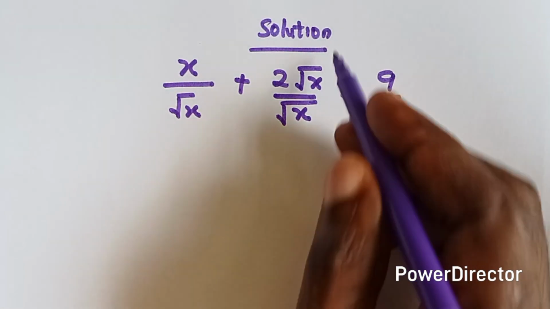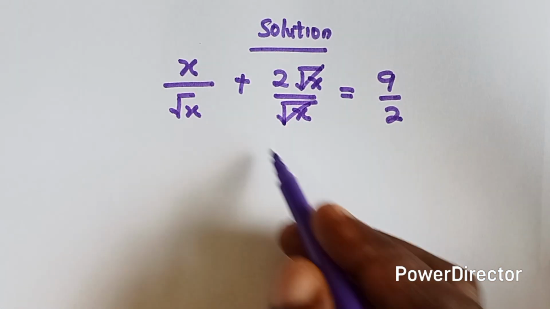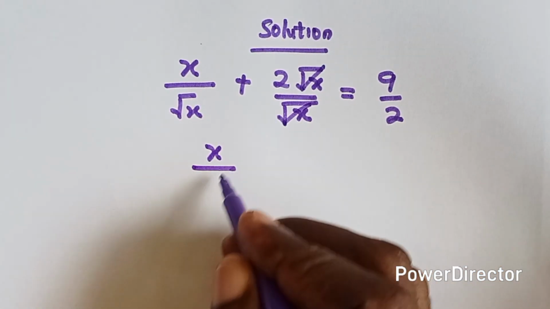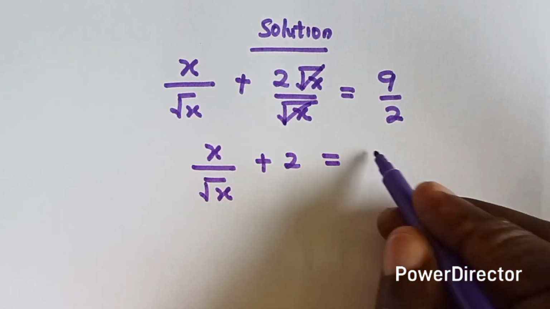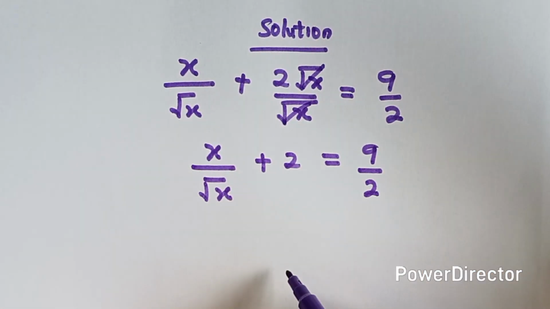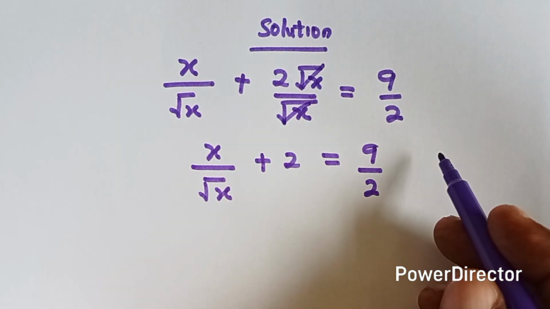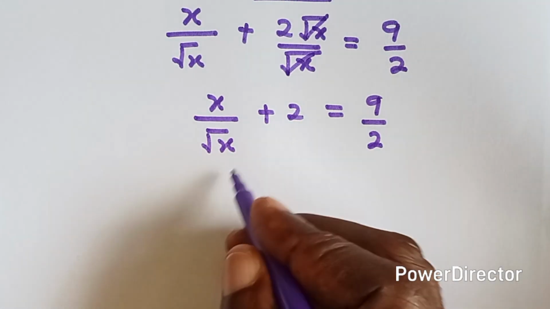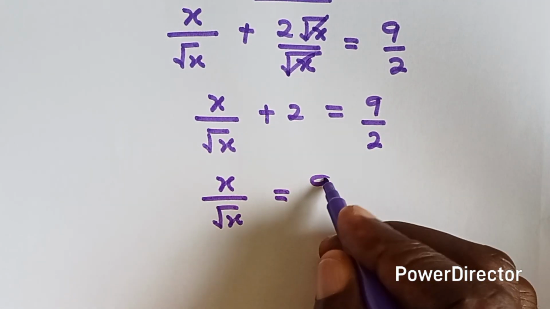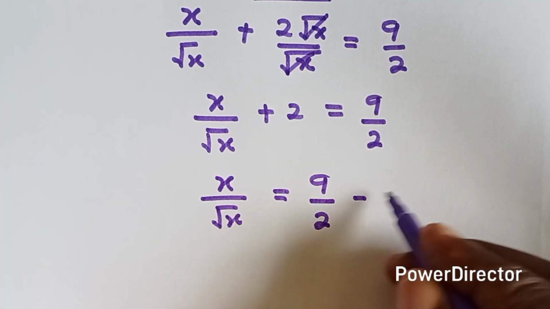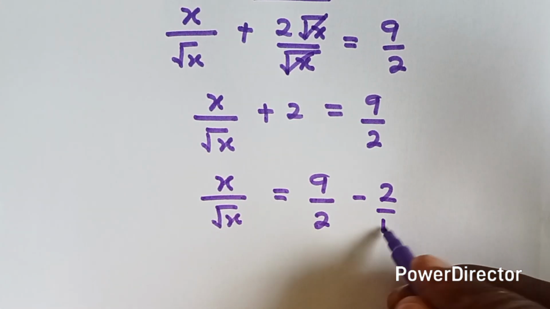From there, root x can cancel root x. Then we have x over root x plus 2 equals 9 over 2. Now we can take this plus 2 to the other side, and then it becomes x over root x equals 9 over 2 minus 2 over 1.